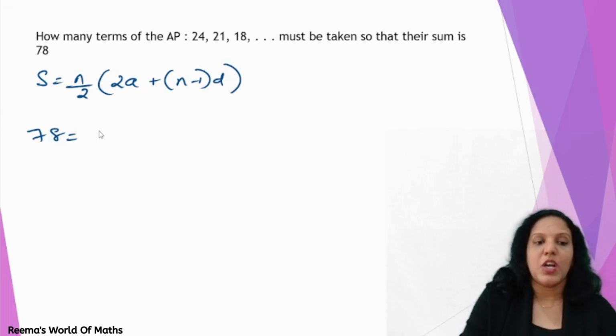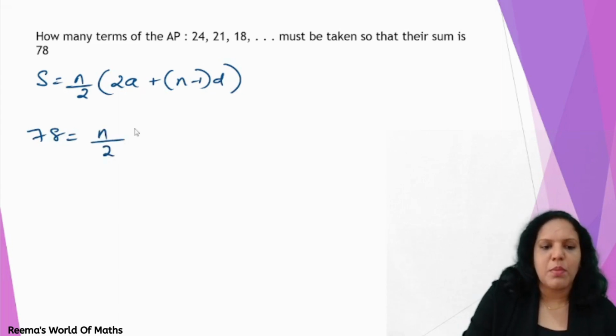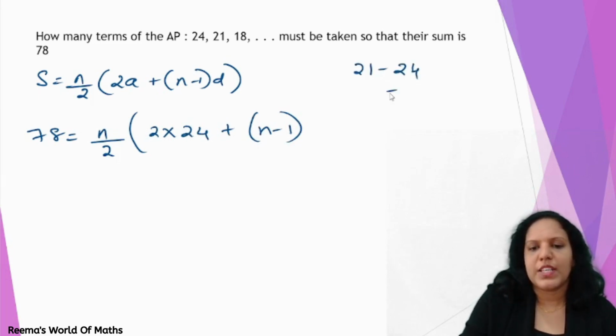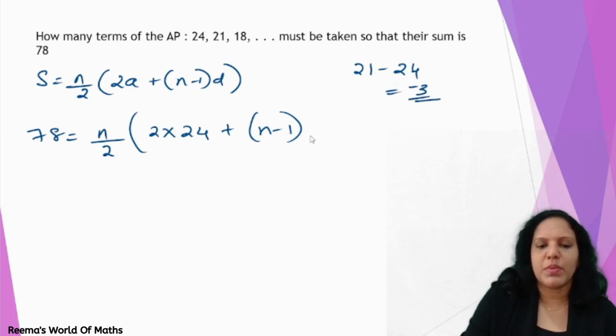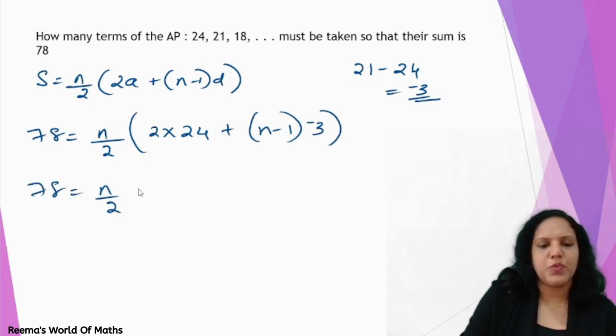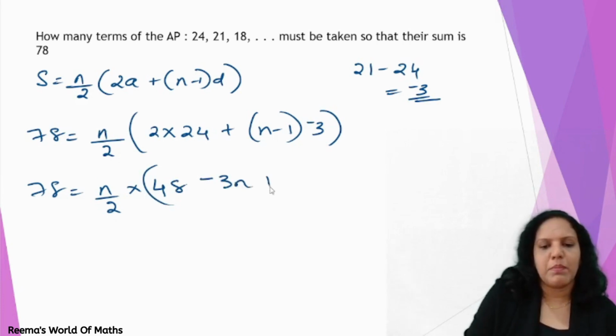78 equals n by 2. We don't know what n by 2 is. But we know the first term, which is 2 multiplied by 24 plus n minus 1. We don't know the n. And we can find the common difference, 21 minus 24 equals minus 3. Common difference is minus 3. So that is 78 equals n by 2 multiplied by 2 times 24, which gives 48, plus n minus 1 into, that is 48 minus 3n plus 3, correct?